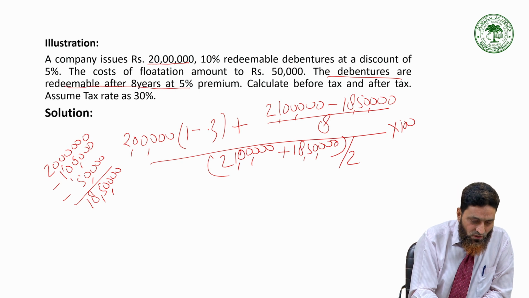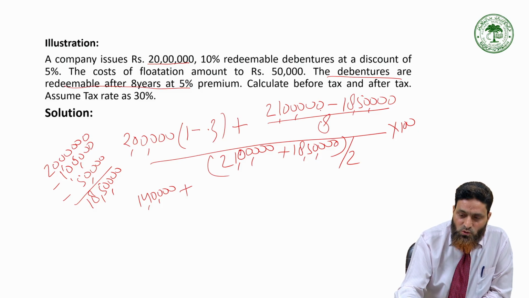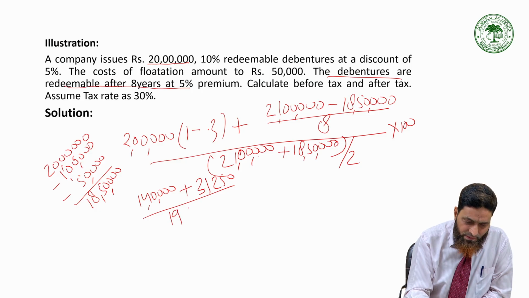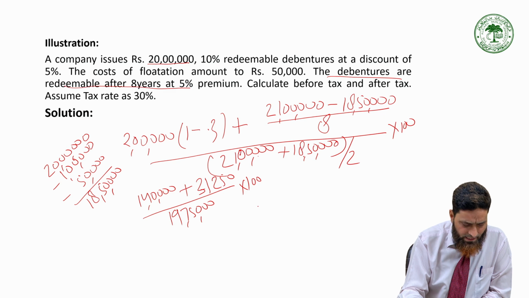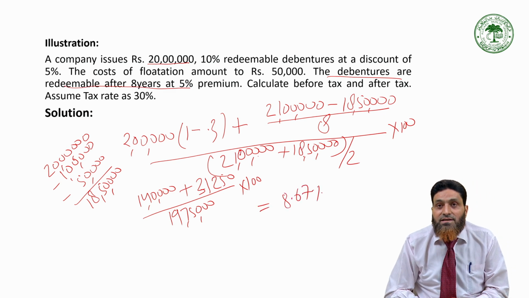So it will be 2 lakh 40,000 plus, if you take 2,50,000 divided by 8, its value will be 31,250. Already I have calculated it on the paper. So this will be the annual cost, and divide by the average of these two. Average of these two will be 19,75,000 multiplied by 100 is equal to 8.67%. So this will be the cost of debt.